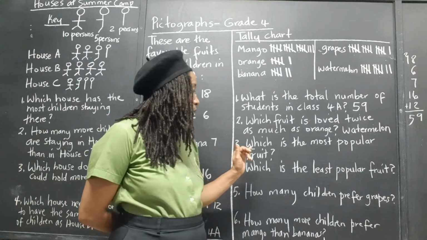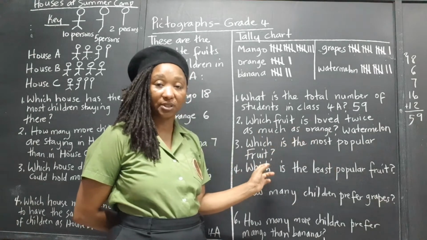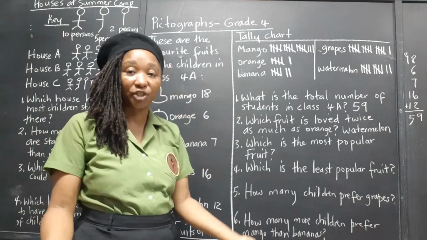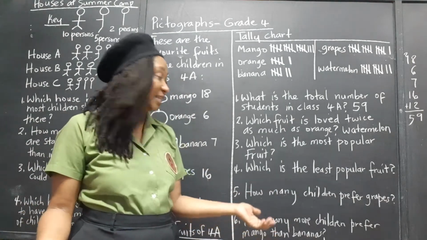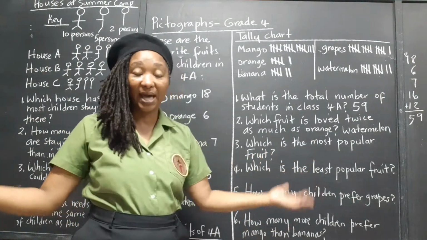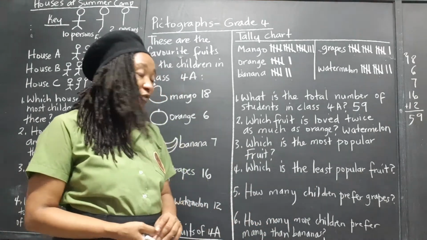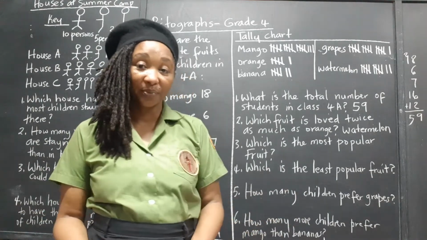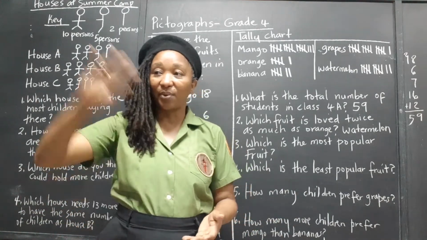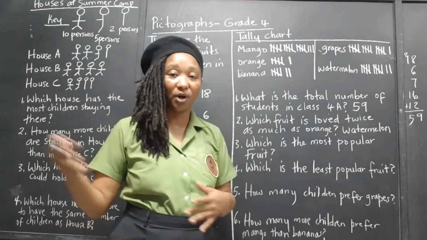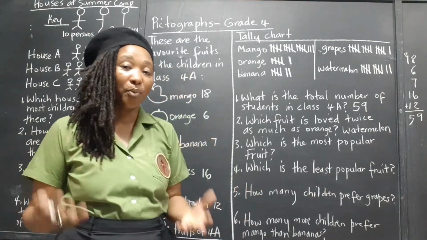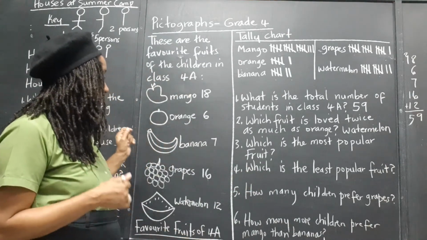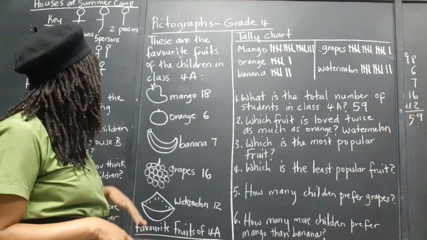Question 3. Which is the most popular fruit? So the most popular fruit would have more children saying that they like it. That's what popular means. More people like it, right? If you're a popular student, a lot of people like to be around you. When you're coming into the school, everybody's waving at you, calling to you, wanting you to come and talk to them. So the most popular fruit would have the most children saying that they love that fruit. Which one is it?